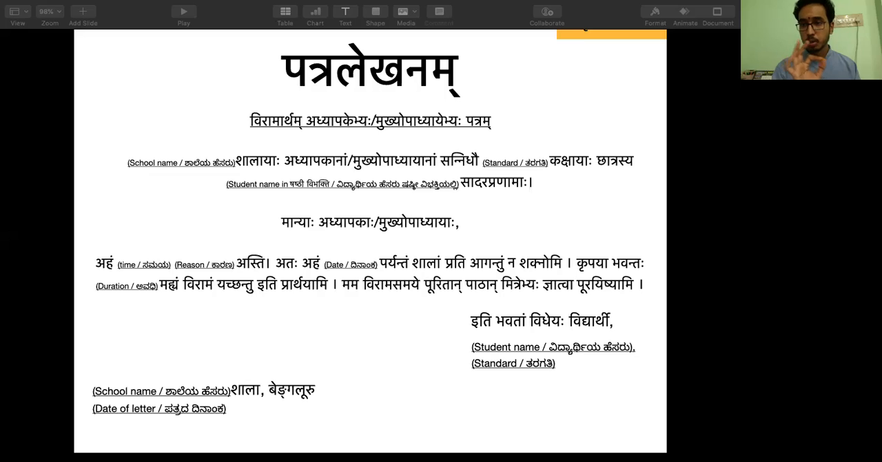The letter will start like this. School name, whatever is your school name. You can either choose your actual school name or some imaginary school name. I'll first discuss this format, and in the next slides, I'll tell you how to fill these up. So school name, Shala. What is your final goal? You're telling, I am a student in this class in this school, and my salutations to you. First, you're saluting the teacher.